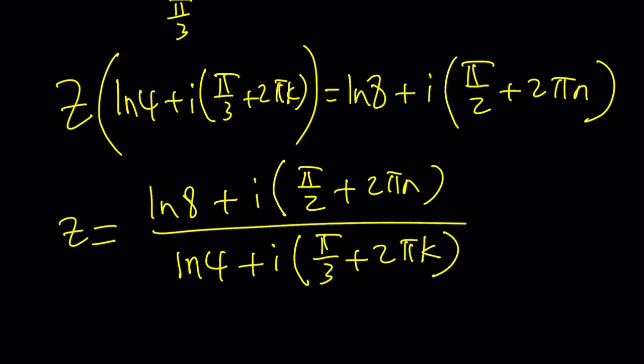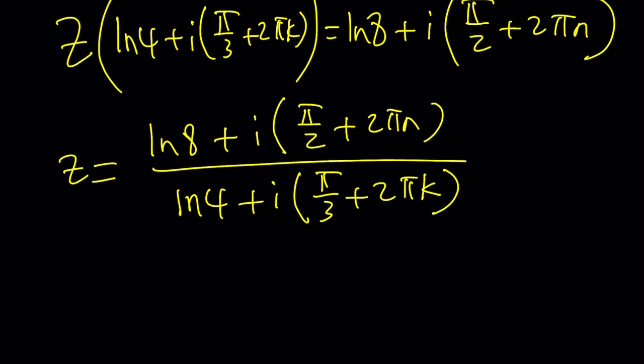Awesome. We're almost there. Now, here's the thing. n and k are integers. I forgot to tell you, but hopefully you guessed it. They are integers, so we're adding multiples of 2 pi. That's basically the period. When you multiply by i, the period is going to be 2 pi n i. Make sense? For the natural log.